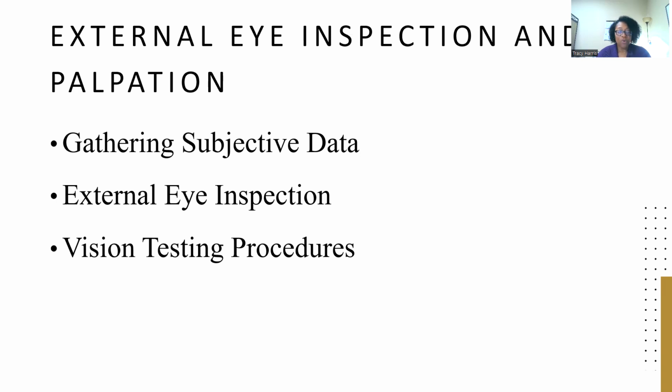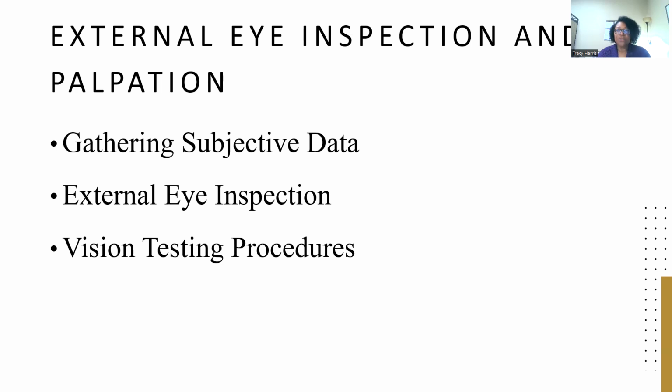Now, moving on to objective data that you would collect, you're going to inspect the external eye and the structures. From the eyebrows, you've got your eyelashes, the eyelids. You're going to check for symmetry, ptosis, which is also drooping, exophthalmos, which is protrusion of the eye or a bulging out, and then enophthalmos, which is a sunken eye. Okay.